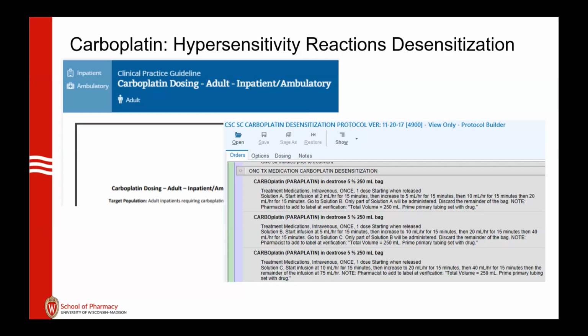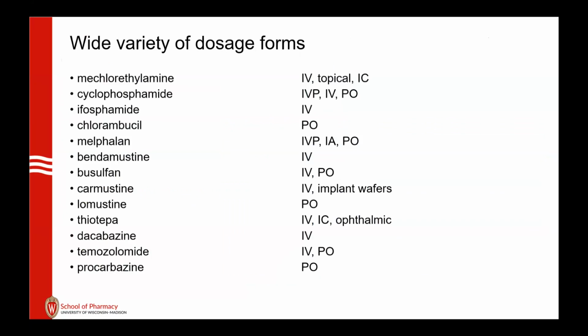But just to be aware that it's out there, and it's much easier to use the order set than do it manually. Okay, a lot of dosage forms. A new one this year is intraarterial melphalan for melanoma with hepatic mets. Topical, that would be for like a T cell type disease. Carmustine, we have implant wafers for brain cancer. The wafers are put in during surgery. We don't really use those anymore, but Thiotepa intracavitary, so for a pleural effusion, Thiotepa is commonly used for that.